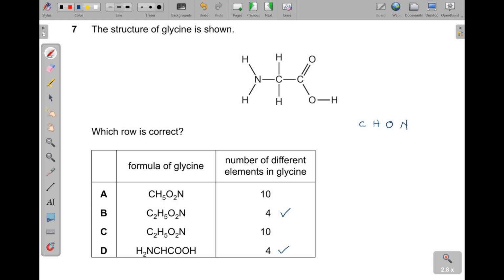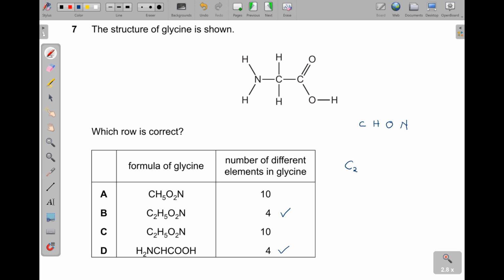The molecular formula shows the whole number ratio of all elements. In fact, it shows the exact number of atoms in a given compound. But then the empirical formula shows the simplest whole number ratio of atoms that are present in a given compound. So I'll come here and count how many carbons. 1, 2. So there are 2 carbons.